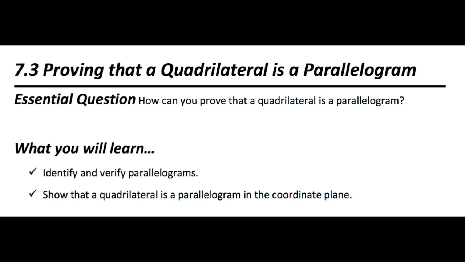All right, this is 7.3, proving that a quadrilateral is a parallelogram. Essential question: how can you prove that a quadrilateral is a parallelogram? What you're expected to be able to do at the end of this is to identify and verify parallelograms, and we also want to show that a quadrilateral is a parallelogram in the coordinate plane.